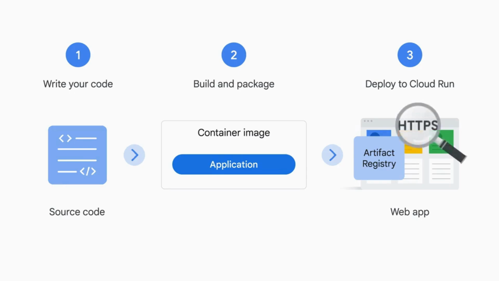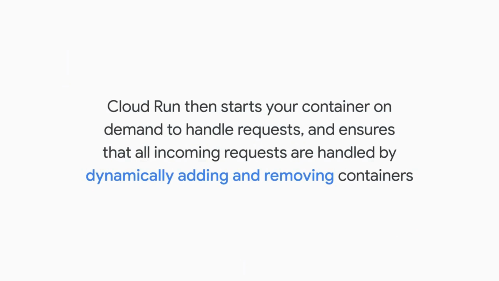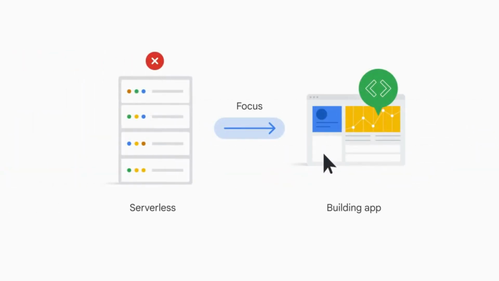Once you've deployed your container image, you'll get a unique HTTPS URL back. Cloud Run then starts your container on demand to handle requests and ensures that all incoming requests are handled by dynamically adding and removing containers. Because Cloud Run is serverless, it means that you as a developer can focus on building your application and not on building and maintaining the infrastructure that powers it.